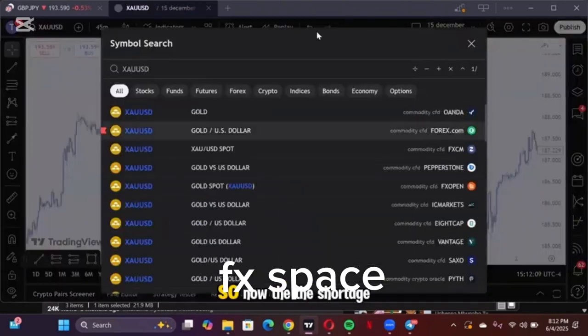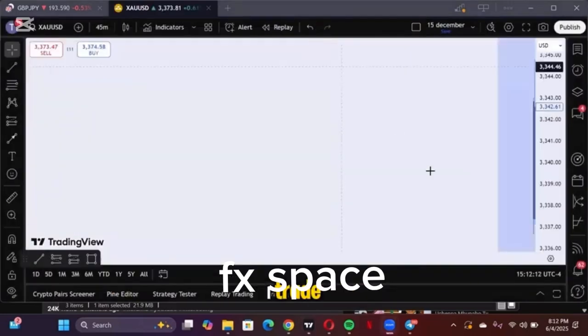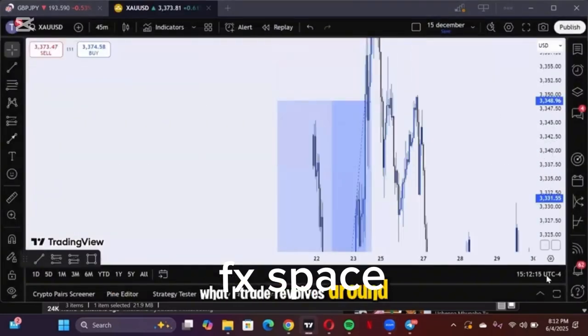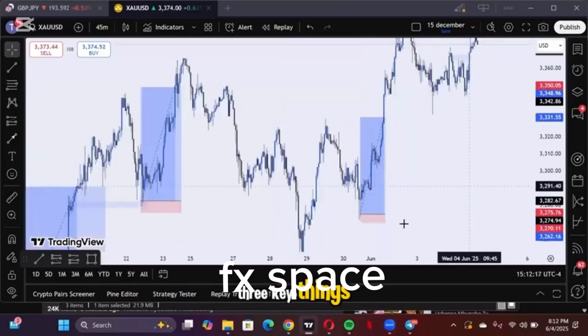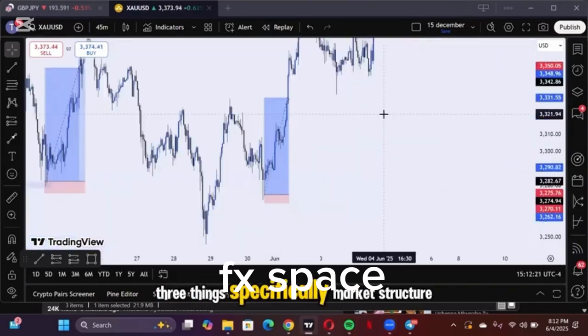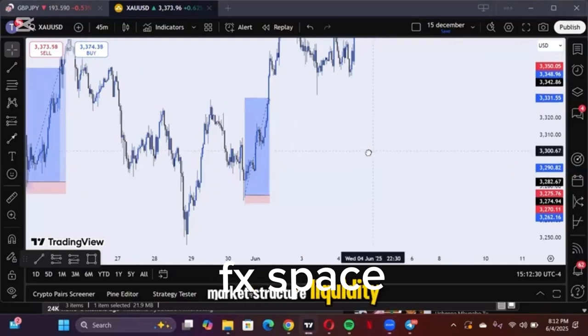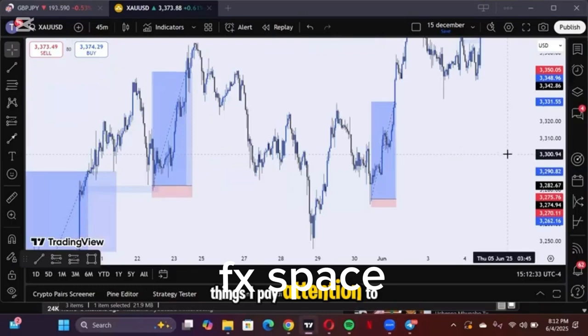Okay. So now the strategy that I trade revolves around three key things. I pay attention to three things specifically: market structure, liquidity, then point of interest. These are the three key things I pay attention to when I'm trading. That is what the whole strategy revolves around. Although this is smart money concepts, it's with my own logic behind it. So these three things are what I fuse together to get my entries, my entry model and my trade model.